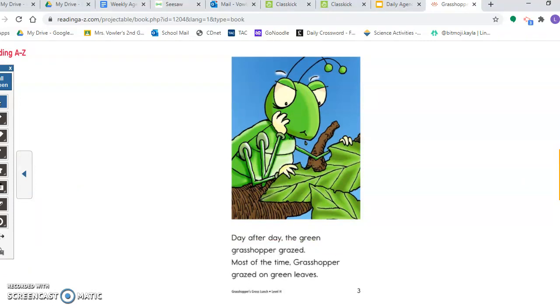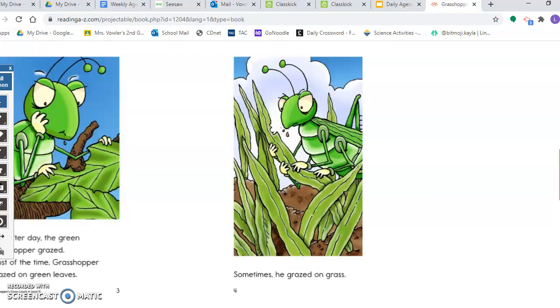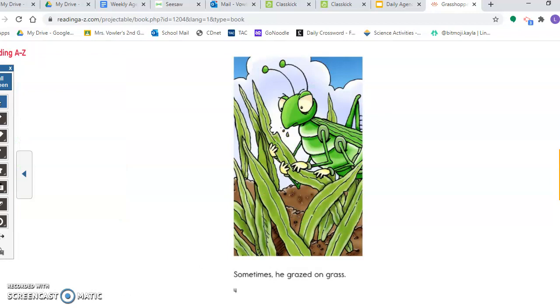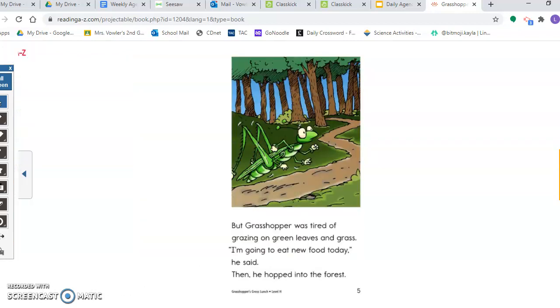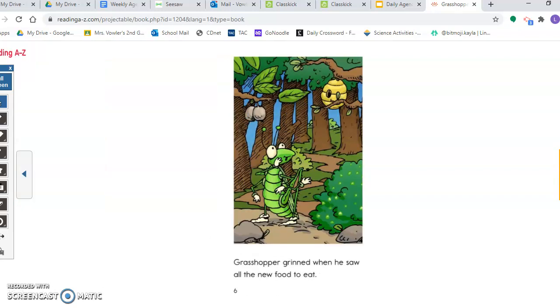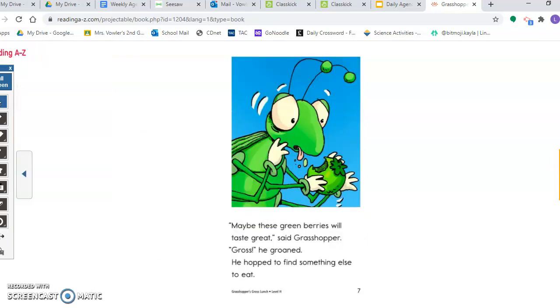Day after day, the green grasshopper grazed. Most of the time, Grasshopper grazed on green leaves. Sometimes he grazed on grass. But Grasshopper was tired of grazing on green leaves and grass. "I'm going to eat new food today," he said. Then he hopped into the forest. Grasshopper grinned when he saw all the new food to eat. "Maybe these green berries will taste great," said Grasshopper.